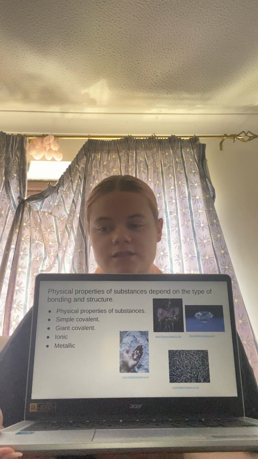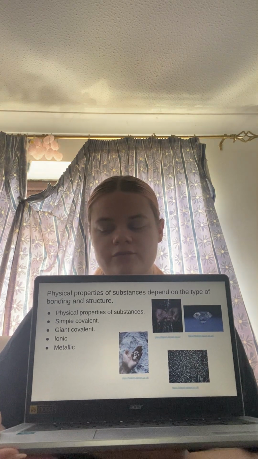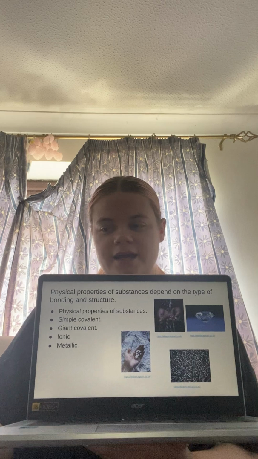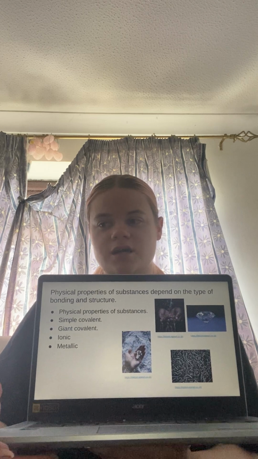Metallic substances are copper and iron. These delocalized electrons surround positively charged metal ions. The electrons allow easy movement and high electrical conductivity. This makes metals lustrous, malleable, and ductile.